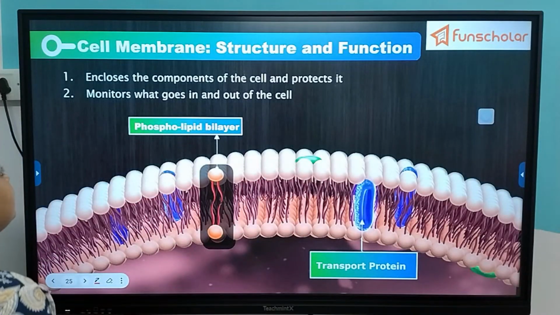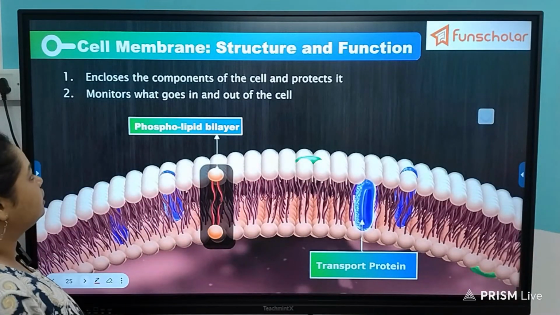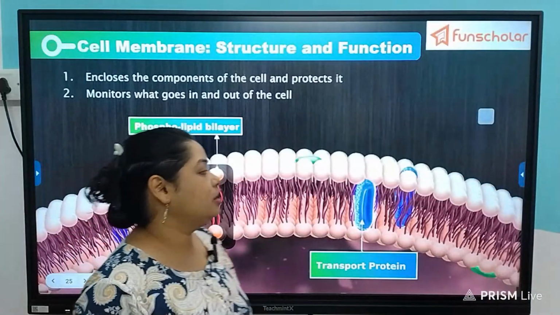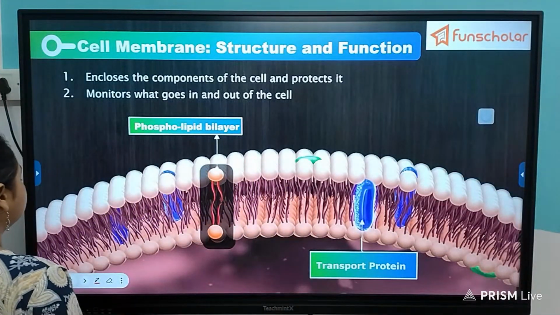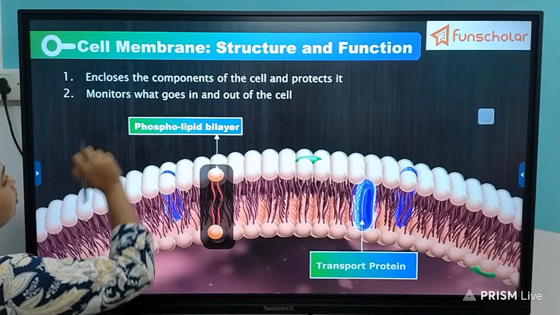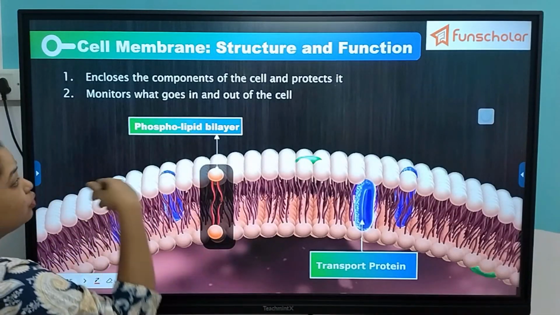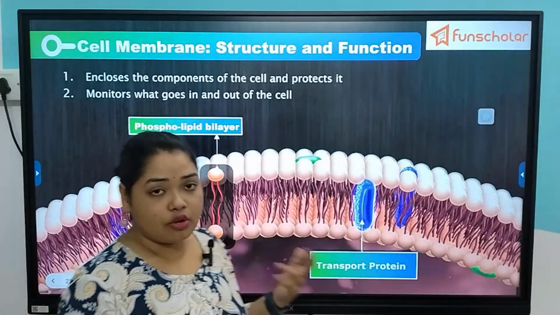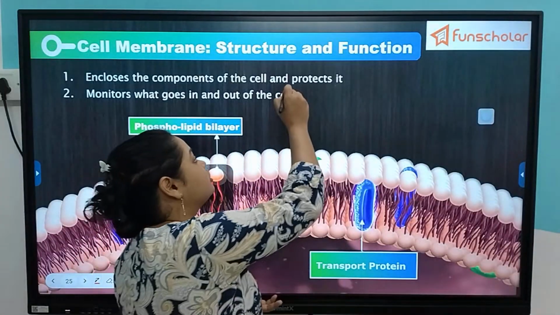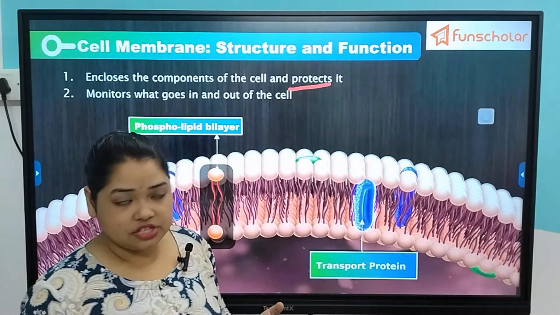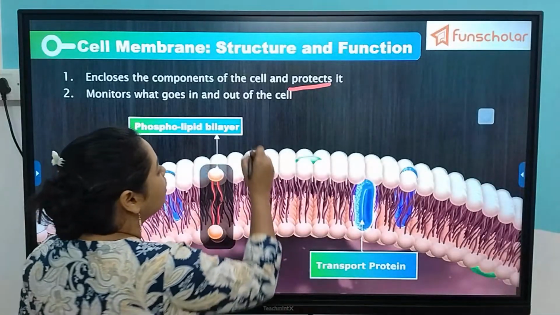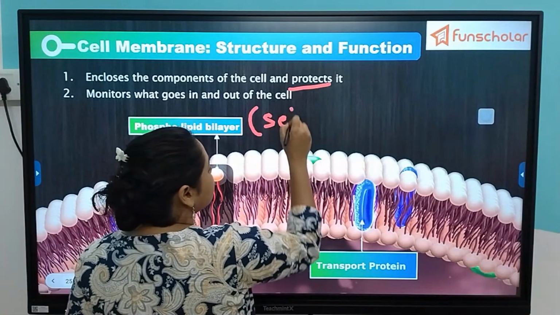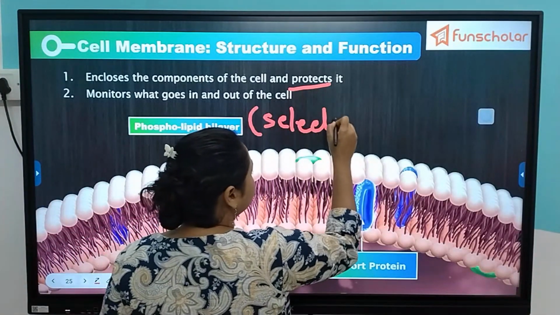So the first one is the cell membrane. Cell membrane you have already seen in the video also. The main function of the cell membrane is to enclose the components, as I already told you. It is the outer covering and its function is protective in nature. And also it monitors what goes in and out of the cell. Why? Because it is selectively permeable in nature.